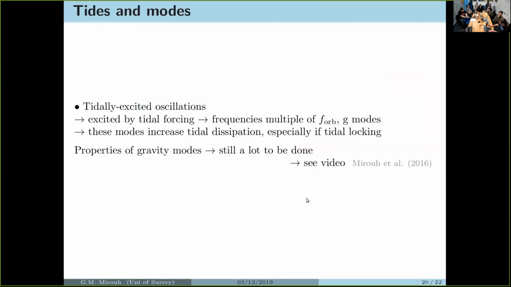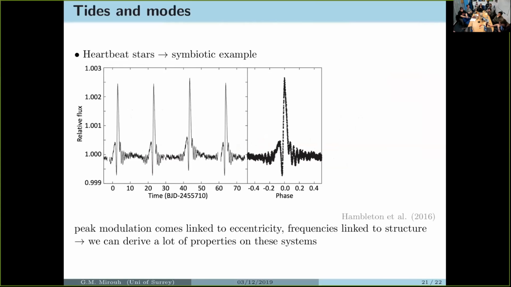Barely. Okay, so this was for gravity modes. Just to say, there's a lot more that we can do to assess their dissipation. And finally, an interesting thing that only appears in binary systems are heartbeat stars. It's typically a symbiotic example of binarity and asteroseismology, because you have this modulation that looks a lot like a heartbeat, hence the name. This modulation is due to the stars getting closer.